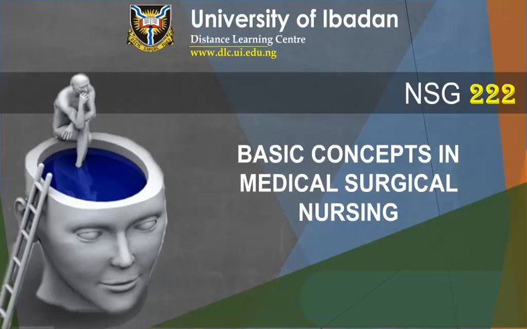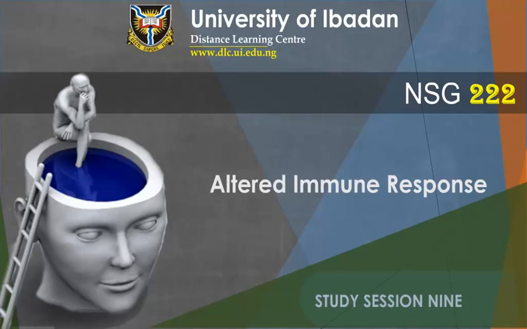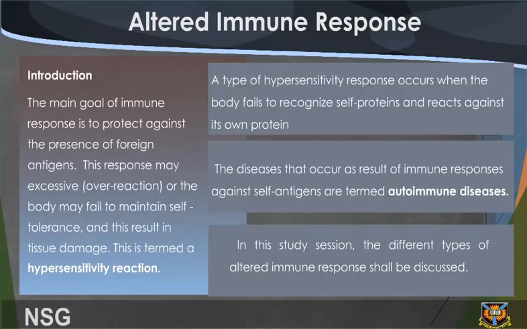Welcome to NSG 222, Study Section 9, Altered Immune Response. Introduction. The main goal of immune response is to protect against the presence of foreign antigens. This response may be excessive, an overreaction, or the body may fail to maintain self-tolerance, and this results in tissue damage.